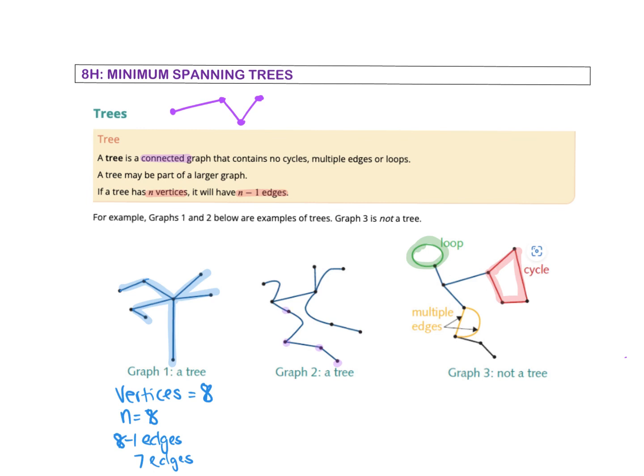If we look at the next one, let's see how many vertices we have. 1, 2, 3, 4, 5, 6, 7, 8, 9, 10, 11. So n would equal 11, so n minus 1 edges, 11 minus 1 equals 10. So we should see 10 edges there. Let's count them. 1, 2, 3, 4, 5, 6, 7, 8, 9, and 10. Yep, and that proved to be right.